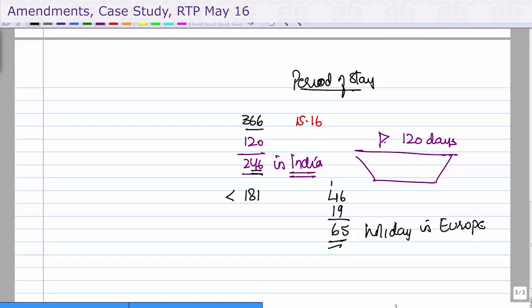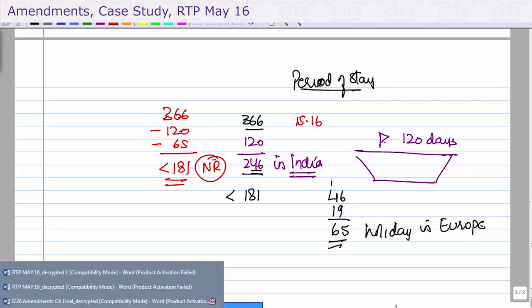And then he will say that my period of stay was total 366 minus I was outside India on board a ship, and then I was outside India for 65 days, therefore my period of stay is less than 181, therefore I am a non-resident. Both these points have been addressed.